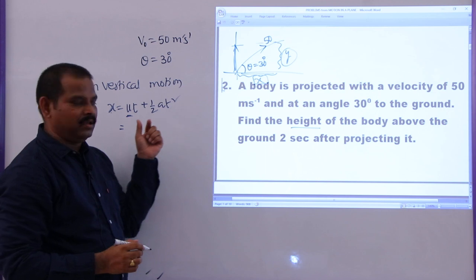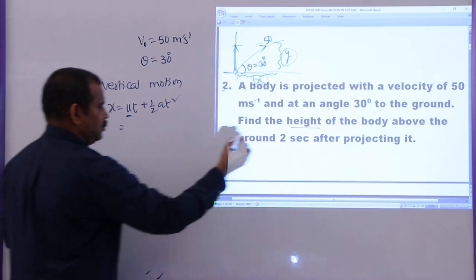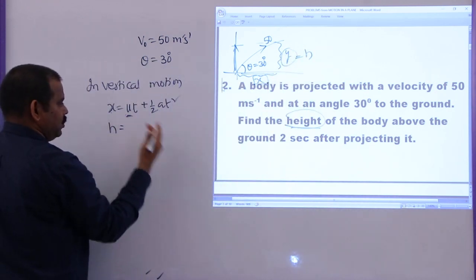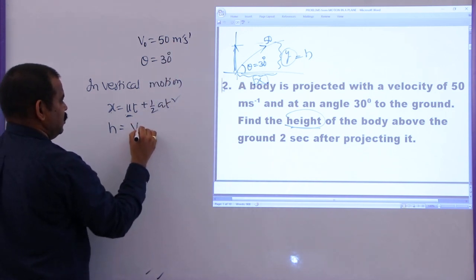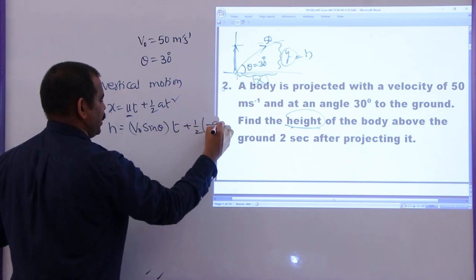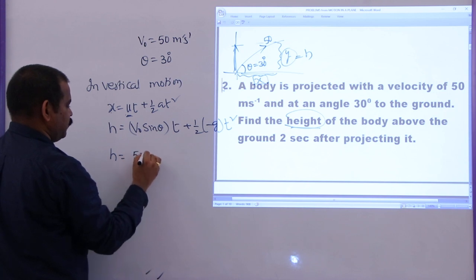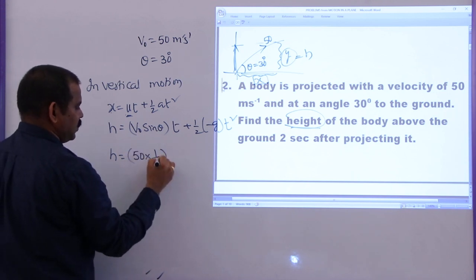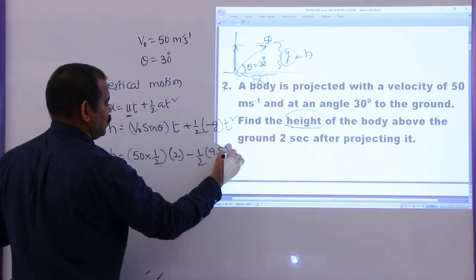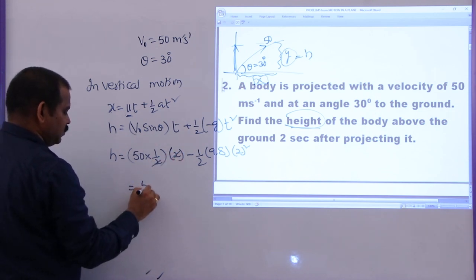Generally displacement is x, but in this case this is y, or you can take this as h, as I am finding the height here, where u is the vertical initial velocity, v naught sine theta, into t plus half into minus g into t square. So h is equal to, what is v naught? 50 into sine 30, that is 1 by 2. Time is equal to 2 seconds, minus half into 9.8 into 2 square.